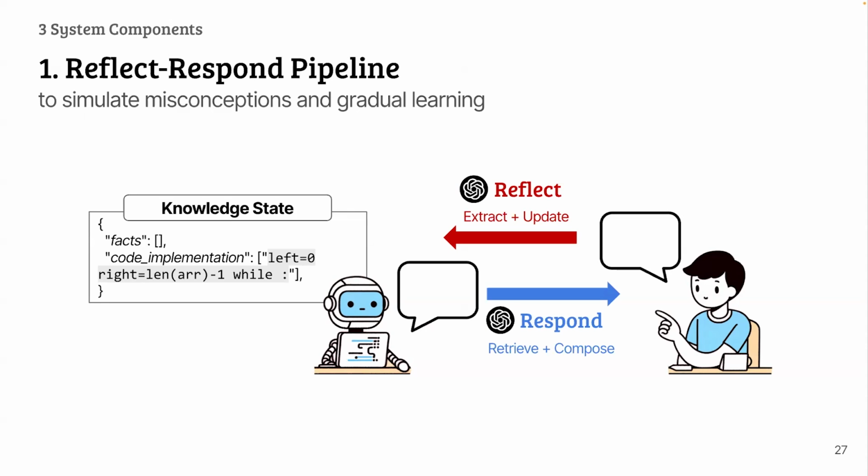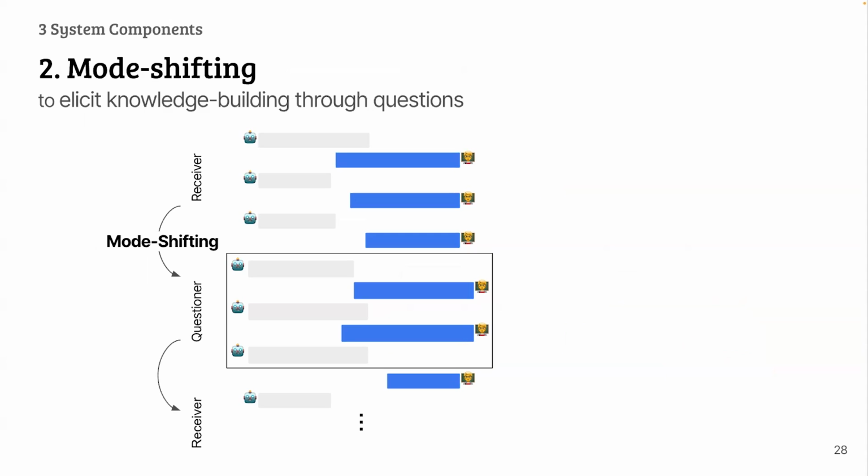We developed an LLM-based pipeline for processing the knowledge state. The pipeline has 2 processes, reflect and respond, which are sequences of LLM prompts to add useful knowledge to the knowledge state and to generate responses based on retrieval. The second component is mode shifting, which aims to elicit learners' knowledge building through elaboration questions. We made AlgoBo switch between a help receiver mode and a questioner mode in every 3 message turns.